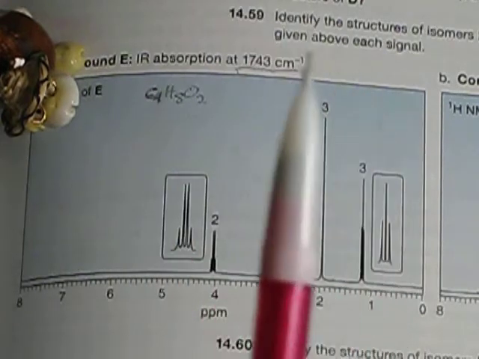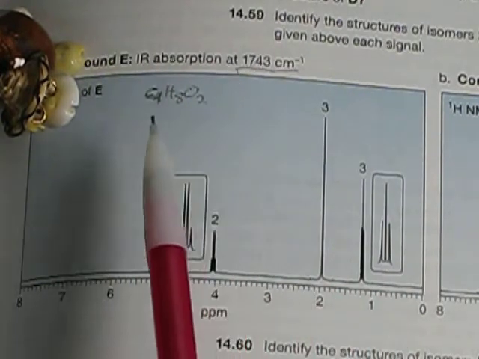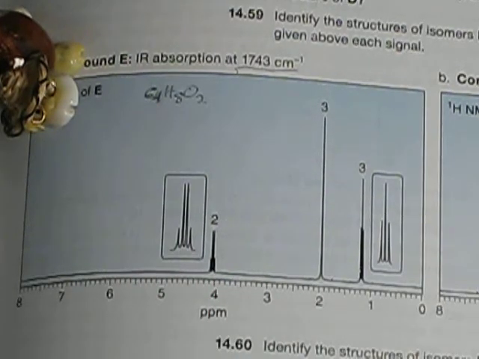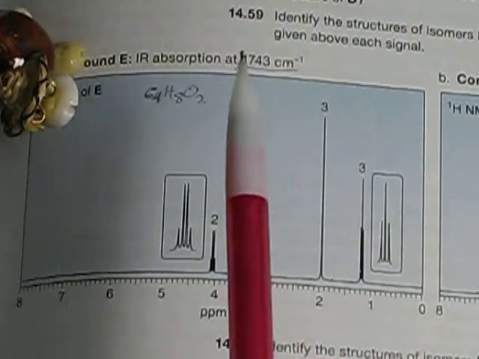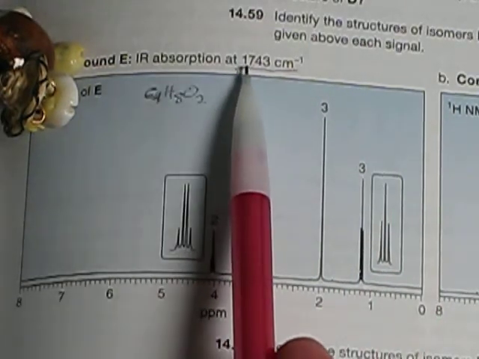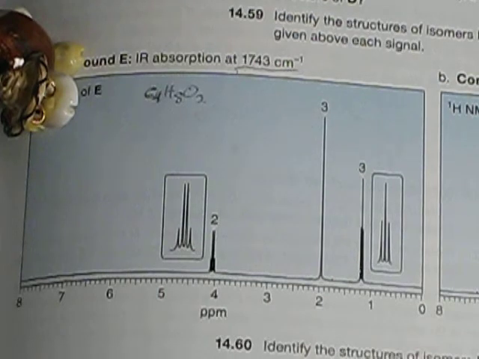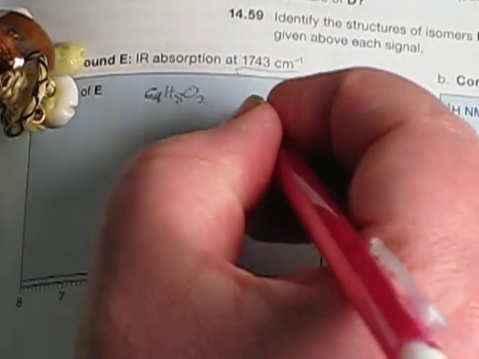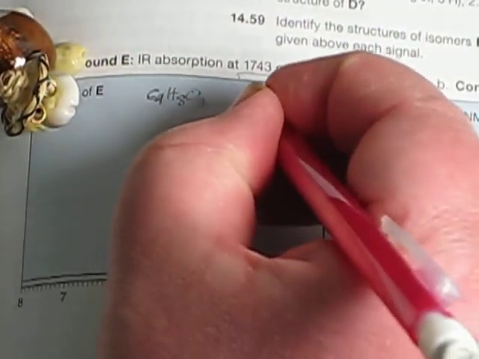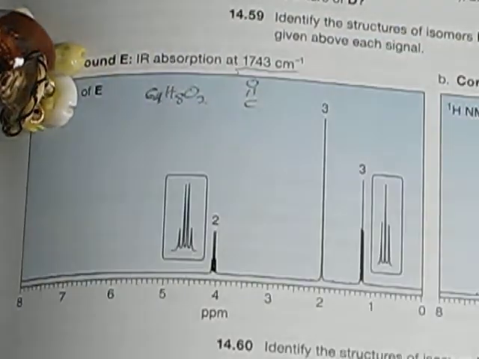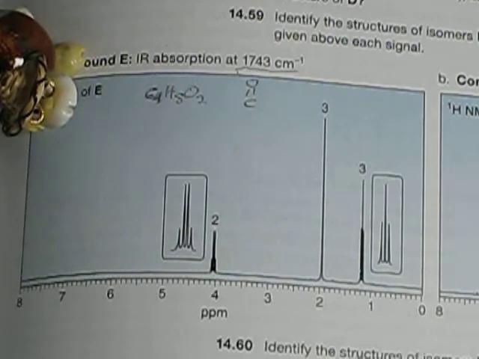We have a bit of information. The first bit of information is the chemical formula. It is C4H8O2. We are also told that it has an IR absorption at 1743 wave numbers. Now we've had IR before. Right now you should be saying, oh, 1743, I know what that is. 1743 tells us there's a carbonyl in here. Okay, so we've got a carbonyl in here.